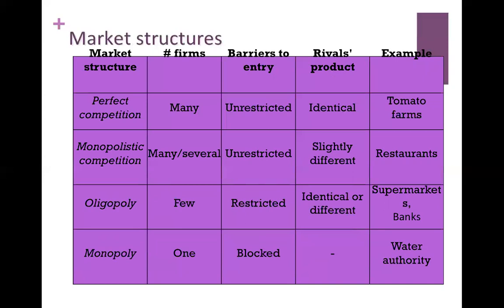Now there are four types of market structure. Perfect competition: many players, and the barriers to entry are unrestricted.